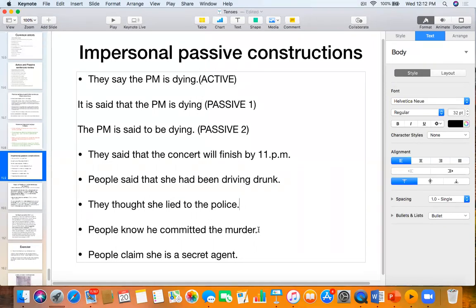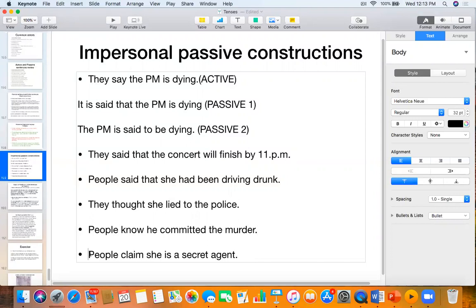Okay, what about this one? People knew he committed the murder. It was known that he committed the murder. And then, he is known to have committed the murder. Perfectly, he is known to have committed murder. Okay.